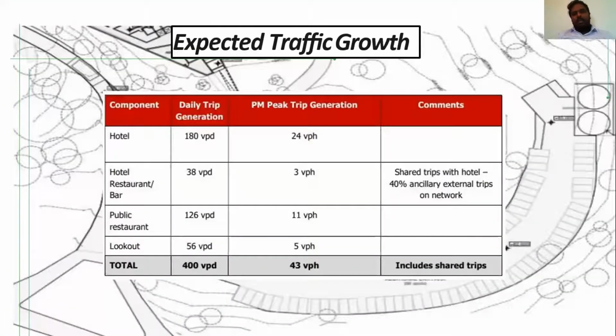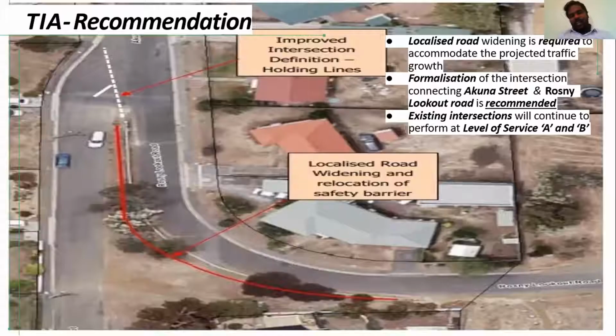The development will add 400 vehicles per day, and at peak time there would be 43 vehicles per hour. To accommodate this traffic flow, the road can be widened within the existing road space at the location. So it is clear that additional traffic is not going to affect the local traffic area.